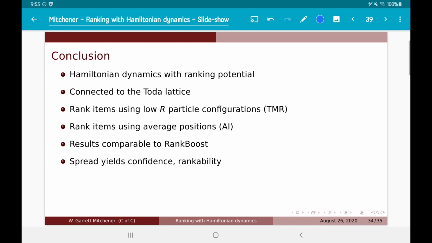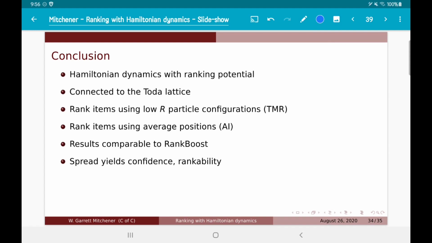I formulated Hamiltonian dynamics with a ranking potential. That was a way of incorporating pairwise comparison data into a potential energy function, and from there you can set up a dynamical system. I included a confinement potential to keep the particles from escaping to infinity, and that's necessary to impose regularity on the data analysis that's going on.